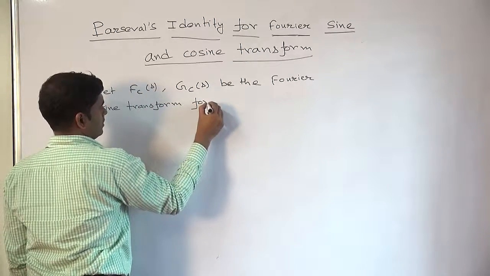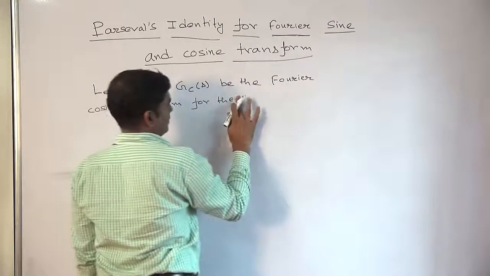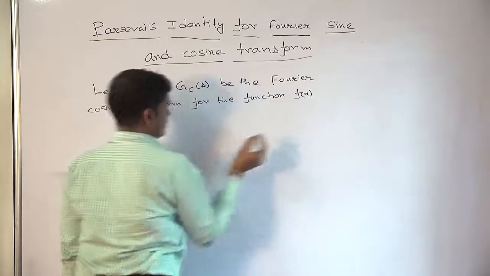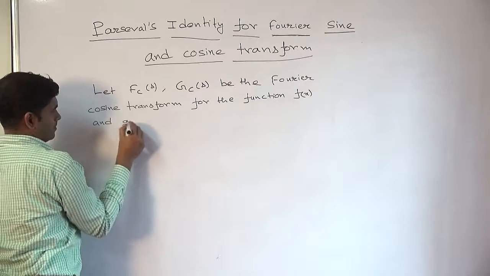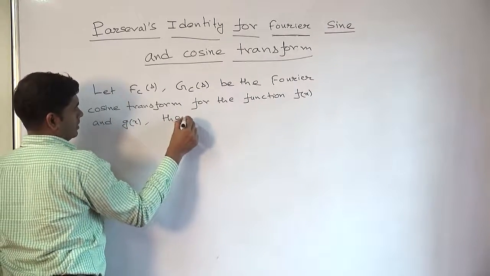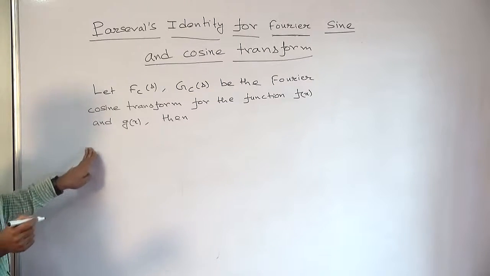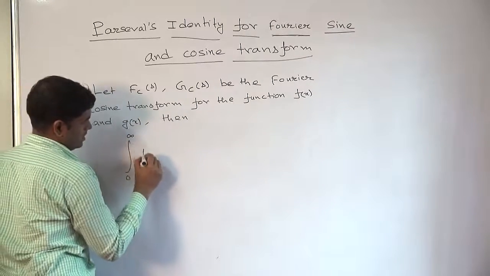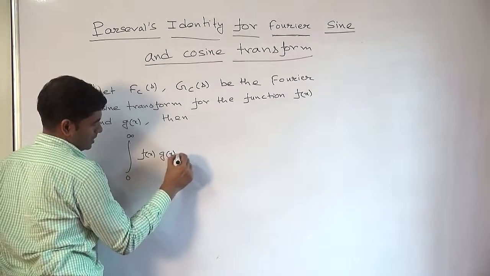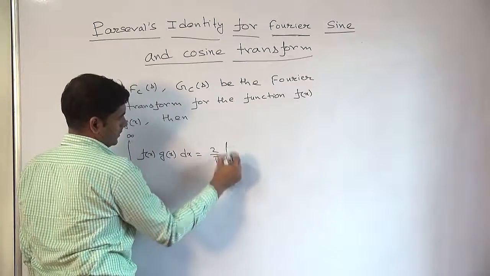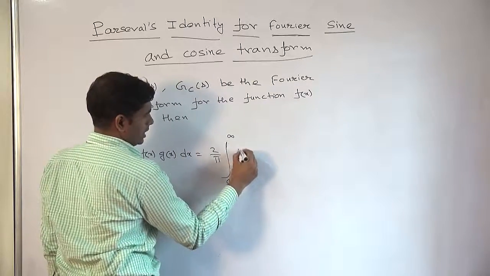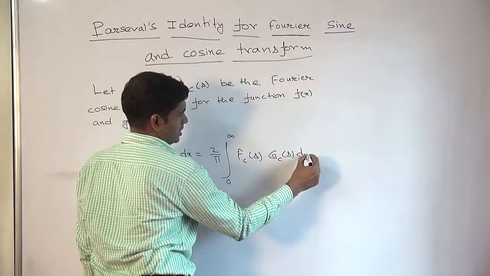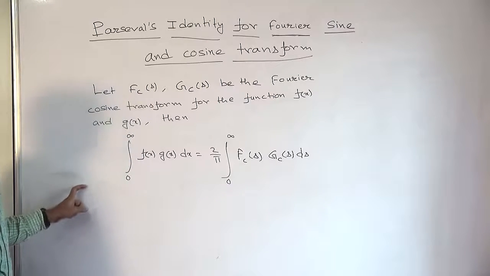and G_c(s) be the Fourier cosine transform for the functions f(x) and g(x). Then Parseval's identity is saying that, with integration from 0 to infinity, f(x) g(x) dx is equal to 2 by pi times the integral from 0 to infinity of the Fourier cosine transform of the function f(x) times the Fourier cosine transform of the function g(x). So this is the Fourier cosine transform.